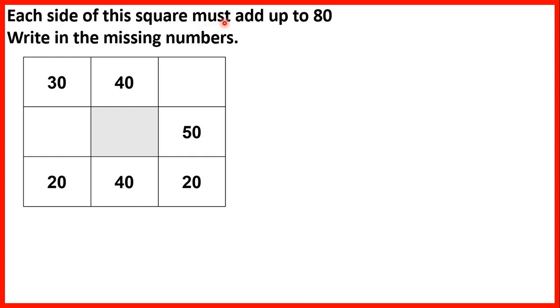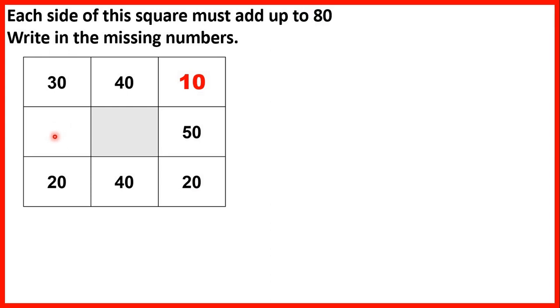Each side of this square must add up to 80. Write in the missing numbers. So on this top row, we have 30, 40 and a missing number, and the total must be 80 because each side adds up to 80. So 30 plus 40 is 70, and then we need 10 more from 70 to get to 80, because 70 plus 10 is 80. And we can see that if we have 10 here, then this side will add up to 80 as well, because 10 plus 50 is 60, plus 20 makes 80.